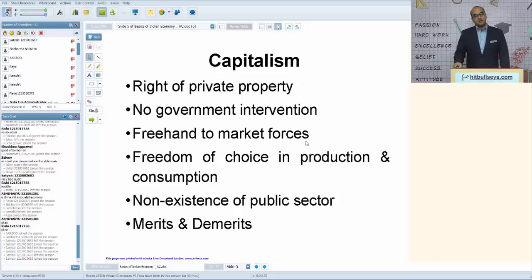Again, similar, the third demerit of capitalism, of course, is that there is no scope of social welfare, as the public sector does not exist in such economies, right? So there are no government schools, there are no government hospitals, everything is privately owned. So you can imagine the poor people of the society may not be able to afford services from these institutions.